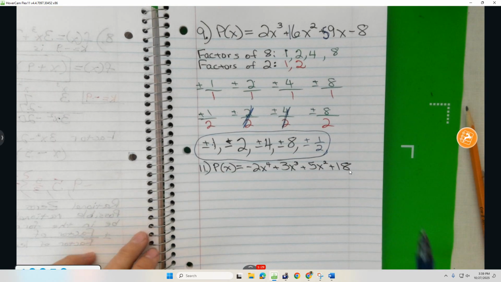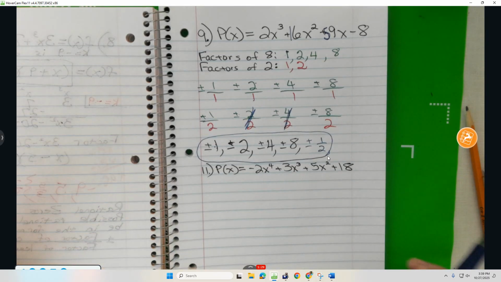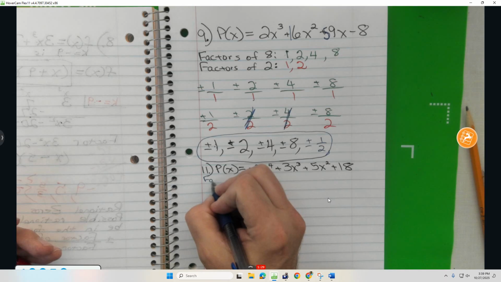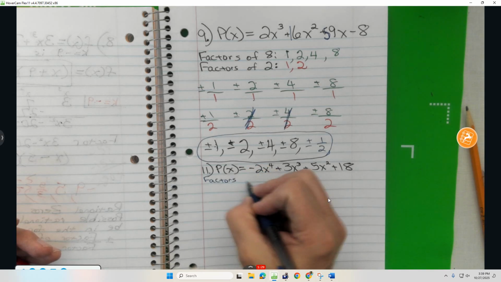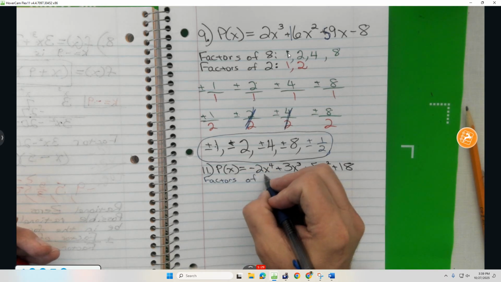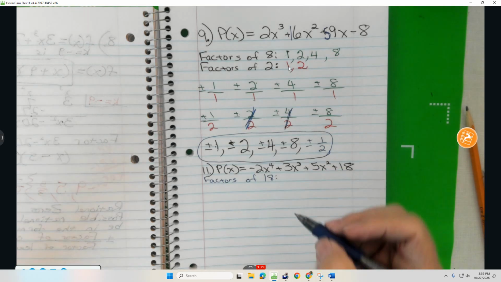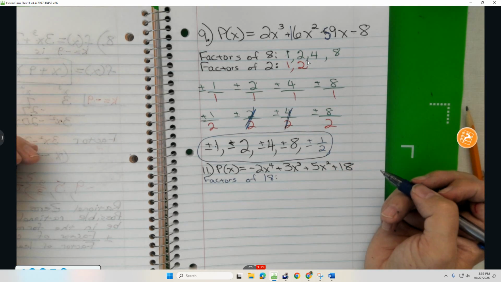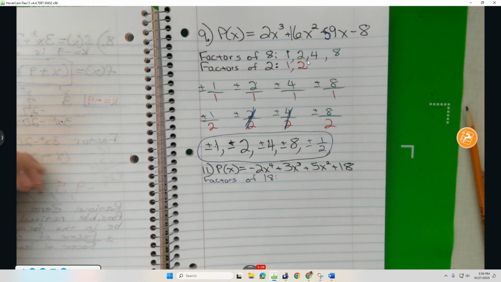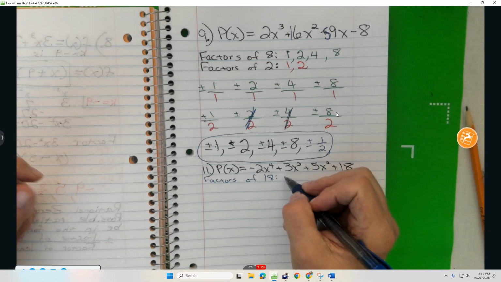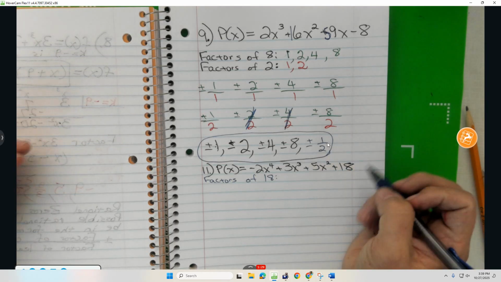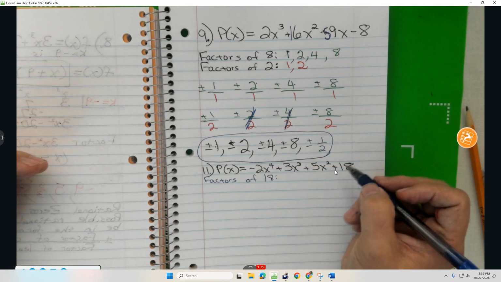I start with the factors of 18. Okay, good. Factors of 18. Because you want to be doing this: top over bottom, top, bottom, top. If you had it reversed, that's not consistent. I understand what you're saying. They may not understand it, but it's consistent.